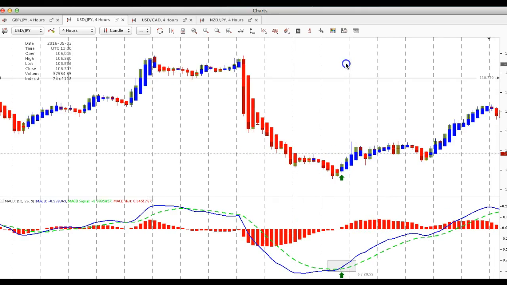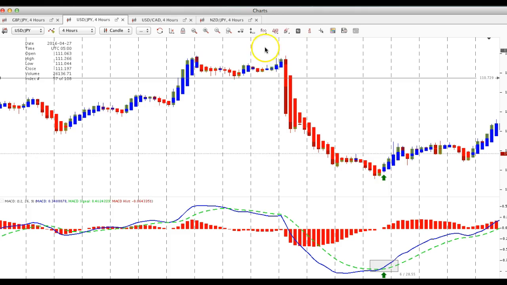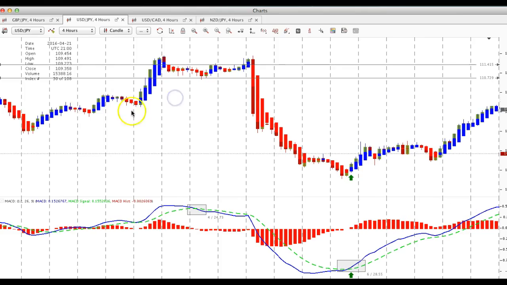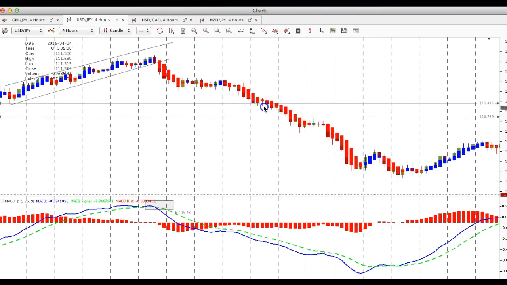So again, go back in history. Look for the crossover on MACD and wait for red candles to come in. Here, the market did not go down that much, and you would have probably had to exit this trade because you have blue candles coming in. Okay. And it is why I like using trendline breaks as entries, because that confirms.